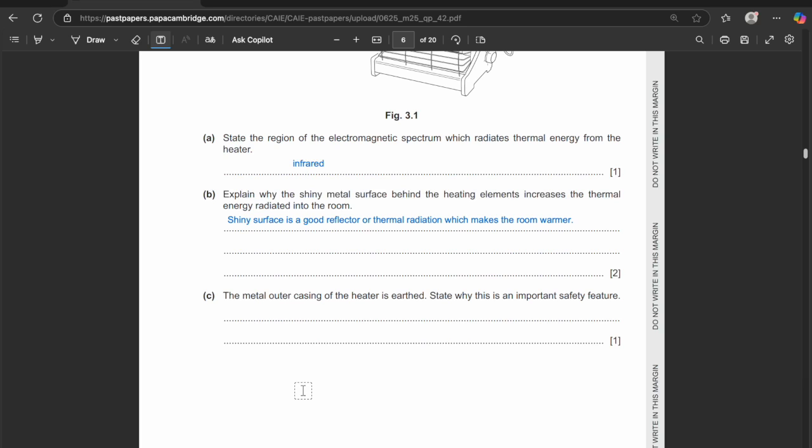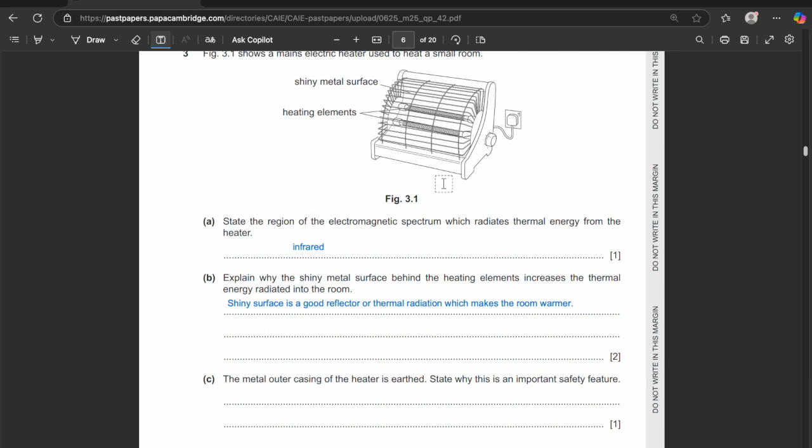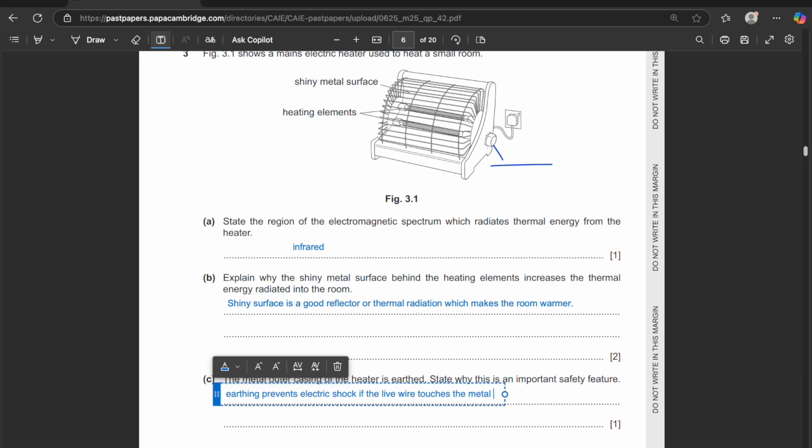C, the metal outer casing of the heater is earthed. State why this is an important safety feature. Earthing prevents electric shock. If the live wire is touching this metal case, because metal can conduct electricity, it will conduct to you, and it is very dangerous for humans. Instead, the earth wire will take the charges and conduct them to the ground, and it won't harm you anymore. So we can write something like: earthing prevents electric shock if the live wire touches the metal casing which conducts electricity.